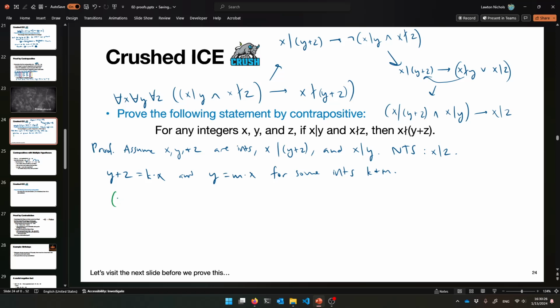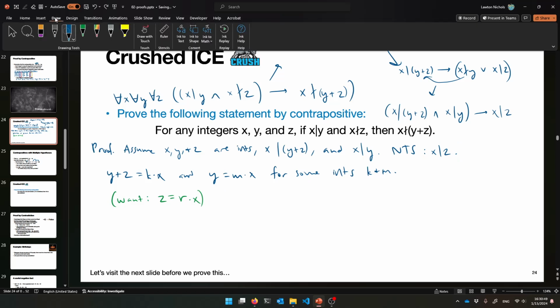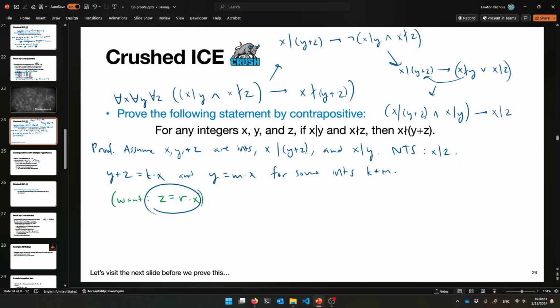What we want to show is that x divides z. Another way of showing that is showing that z is equal to some integer times x. Let's call that r. If we had that, that would show that x divides z. That's what it means for x to divide z, according to our definition. So that's what we're aiming for right now. We're trying to set up an equation that looks like this with what we know. We know this, we know this. Let's try and make it happen.